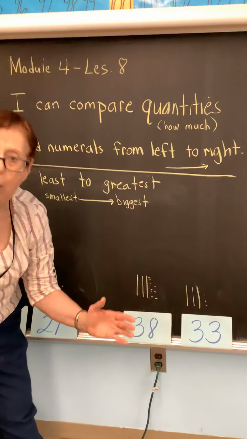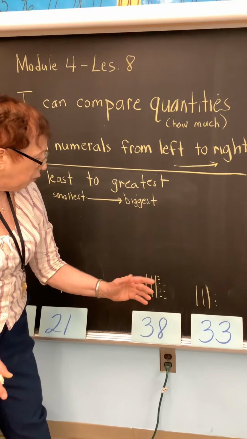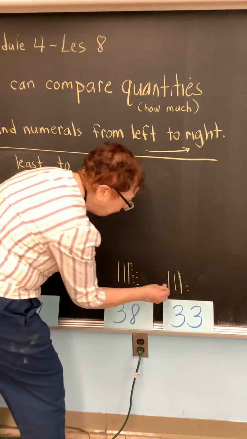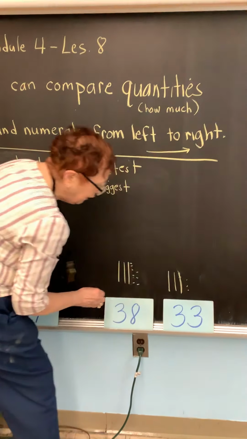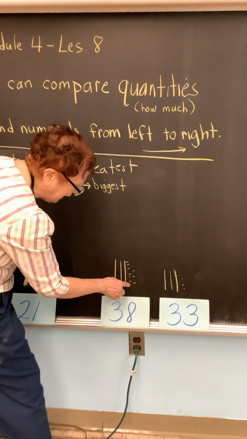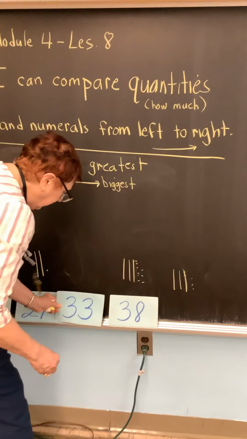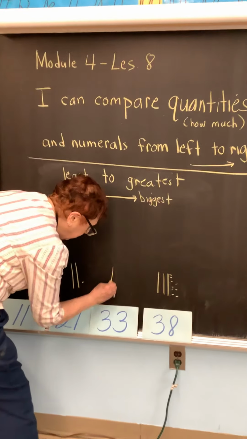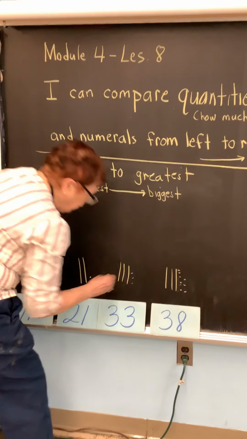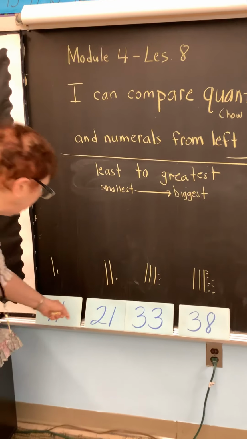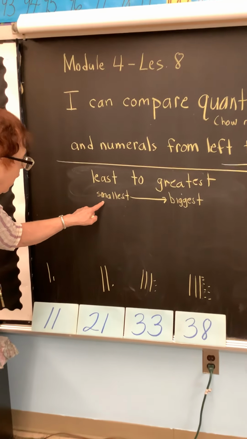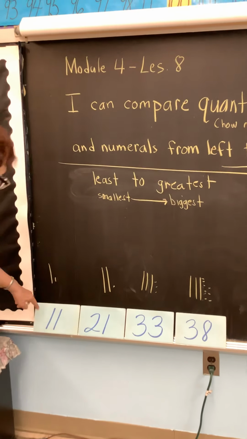Which one is smaller? So I'm hoping you're saying it's 33 because look, they both have 3 10s, but this one only has 3 1s. Look, this one has 8. So I'm going to move this over here. And I just want you to have a visual. So now look, now we have these in order from the least, smallest, to the greatest, the biggest.